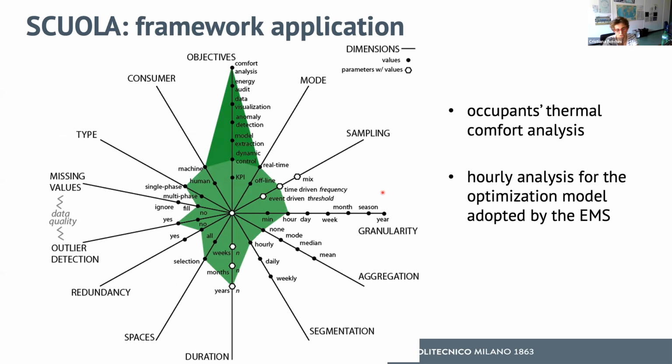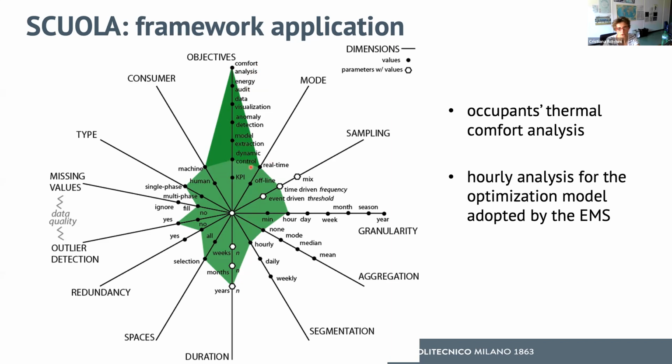So we have two different scenarios here. One is the dark green scenario that touches all the points that you can see, and the light green scenario where the difference is on the dynamic control. So the same setup for two different goals: the analysis of the comfort of the user and the dynamic control, which is the energy management system. So the controller of the conditions of the building spaces based on some optimization policy.